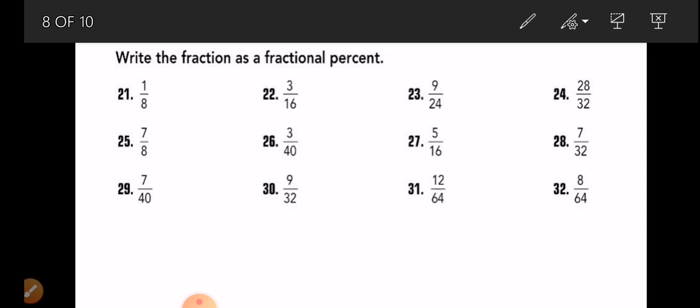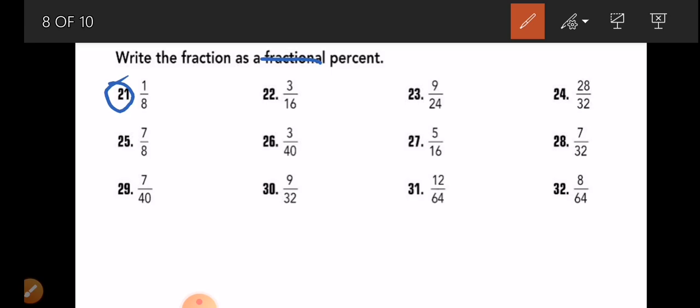Write the fraction as a fractional percent. Okay. What does it mean, as a fractional percent? Now I have a fraction, for example this one, and I want to find it as a percent. Forget about this word now. I will tell you later why. Okay, you have a fraction and I want the percent. Once you tell yourself I want the percent, you should multiply by 100. So I will take my fraction and multiply by 100.